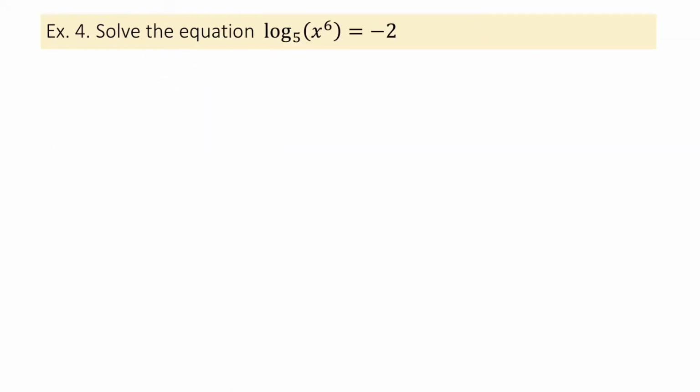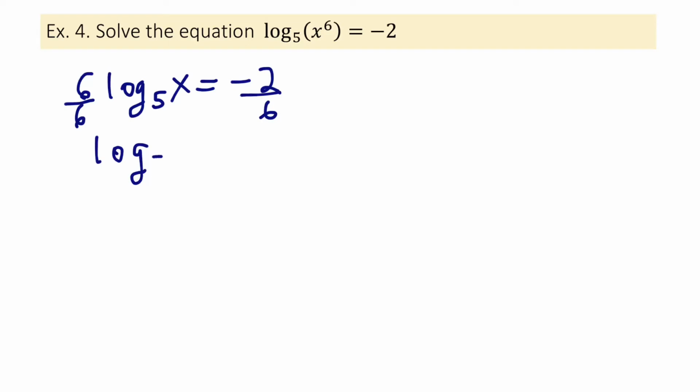So the first thing that makes sense to do on this problem is to take the 6 and bring it out front using the power property of logs. So I can say 6 log to the base 5 of x is equal to negative 2. All right, so then I can divide that 6 out, and we'll have the log by itself here.